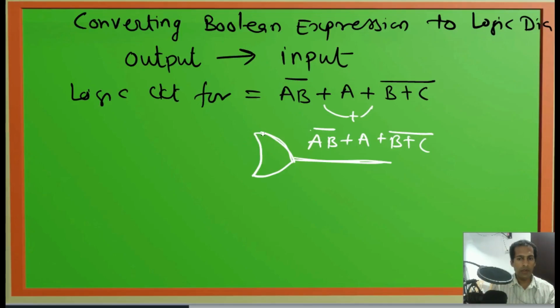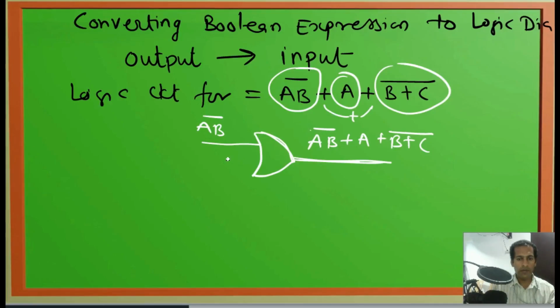So this is the OR gate. At the OR gate, there are inputs coming from 3 places. One input is AB bar. The second input is coming directly from A. The third input is coming from B plus C bar. Okay, so one by one we can add what is required.